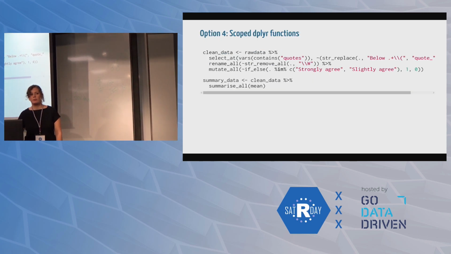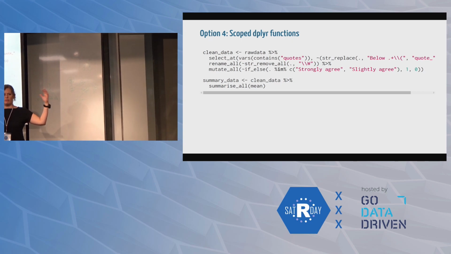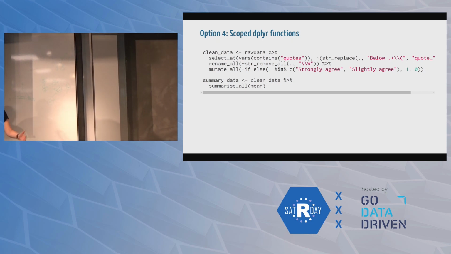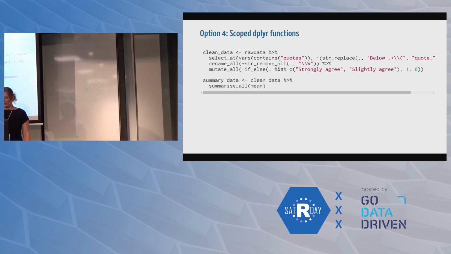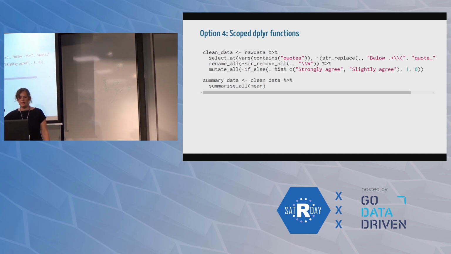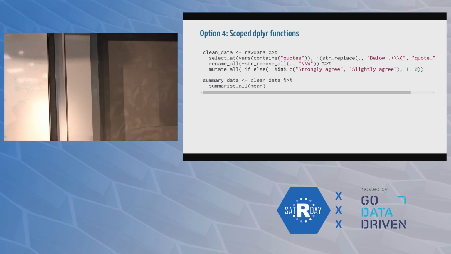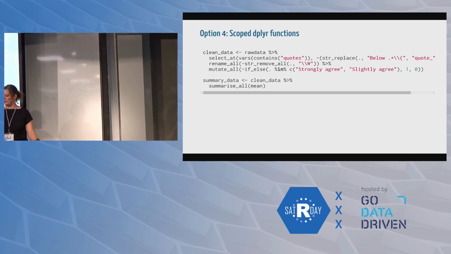I'm not going to explain the code now. There are going to be plenty of examples later. But all I have to do now is start from these very, very wide data sets. I select all the ones that are called quotes. I immediately change the variable name to something that is useful. I mutate, I immediately change all of the observations, and at the very end, I just say, summarize all.